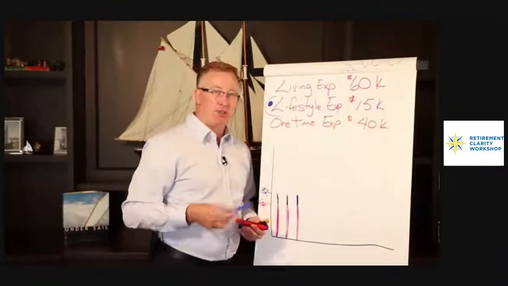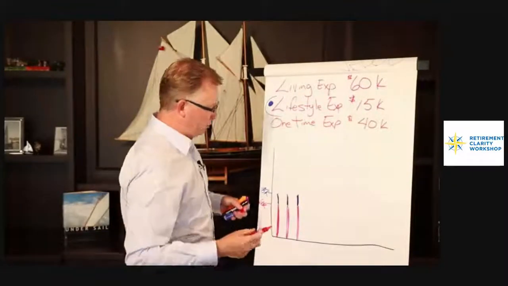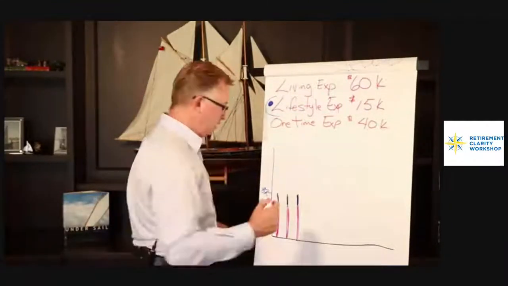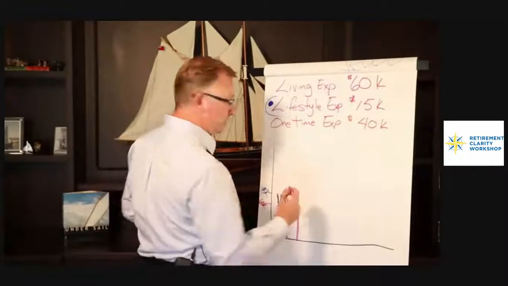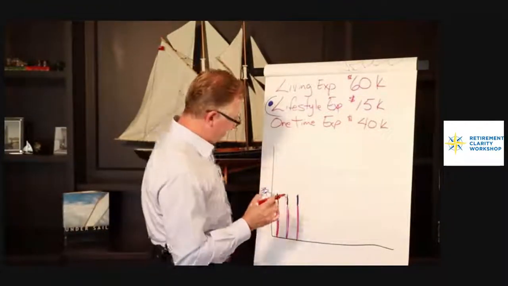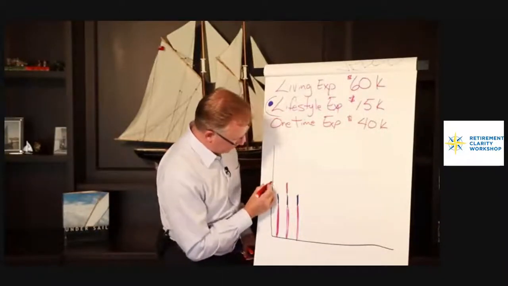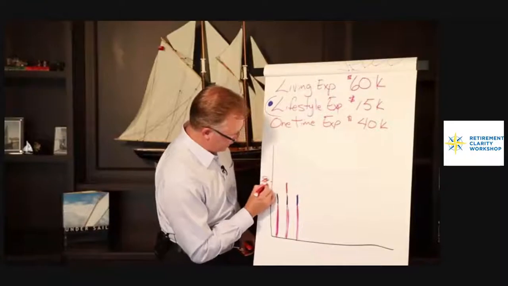And then you're going to come across and look at one-time expenses. So in this case, let's say that we're going to replace the furnace next year. Next year, we're going to replace the furnace and the AC and all that good stuff. That's going to cost us, let's say, $15,000. So then you're going to put that spike in there to take you up to $90,000.